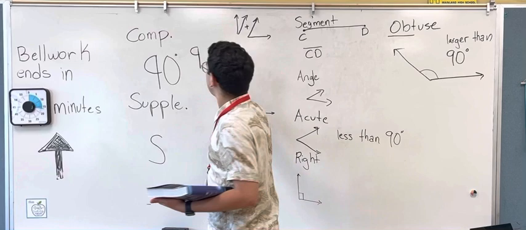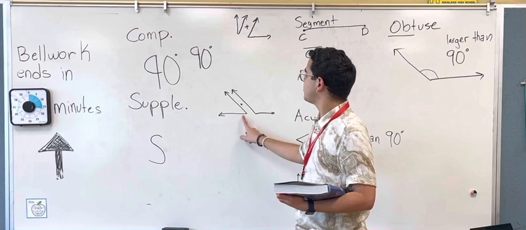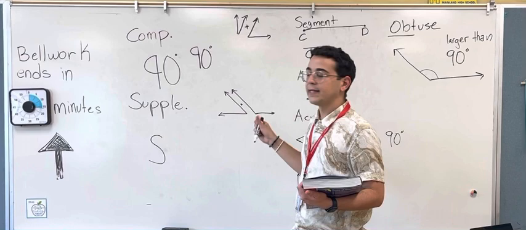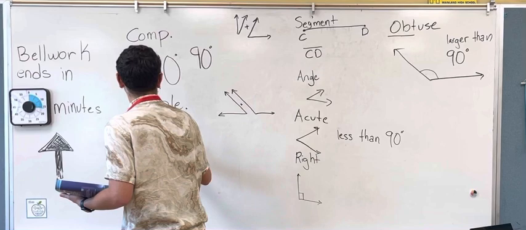So you see how if these two angles were added together, it would look something like a right angle? Do you see how these two angles, if they were added together, how much would that be? 180. So the S in supplementary can be turned into an 8. Do we see that? So that means supplementary means 180 degrees.